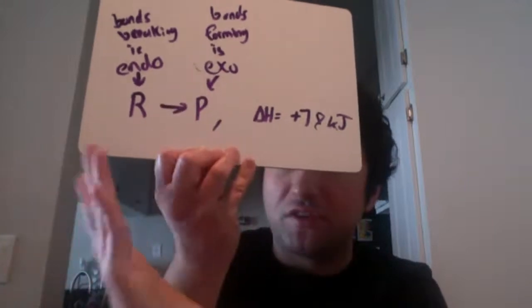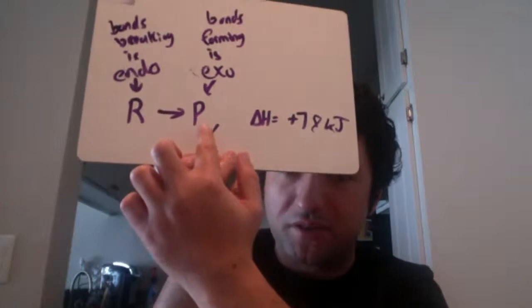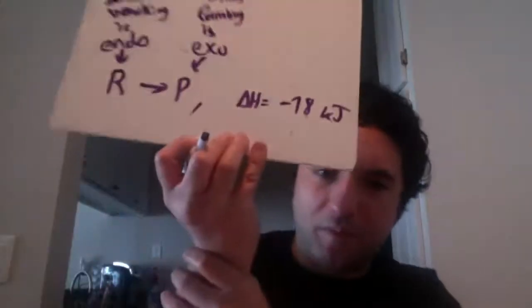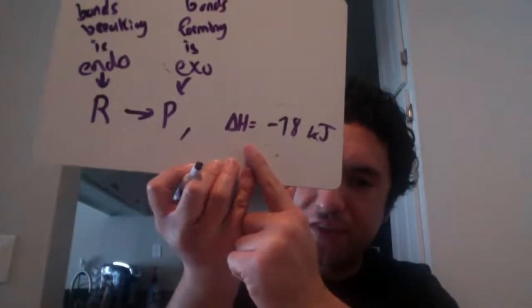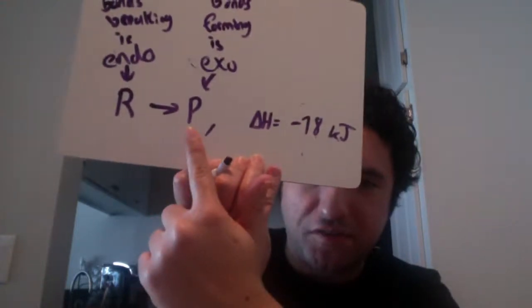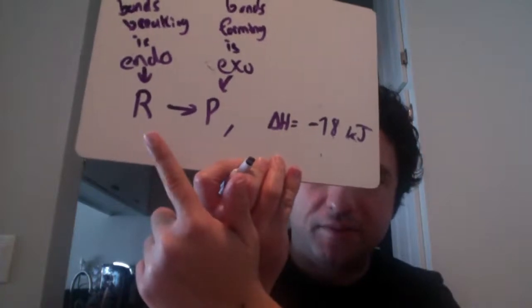It didn't just disappear or anything. It's still in there. It's just in the chemical bonds. So more energy was being absorbed in the reactants than was being released in the products forming. If it was negative, let's say it's the same number but negative, this means it's exothermic. If the enthalpy is negative, it's exothermic. So more energy was being released to form these products than was being absorbed to break apart the reactant bonds.